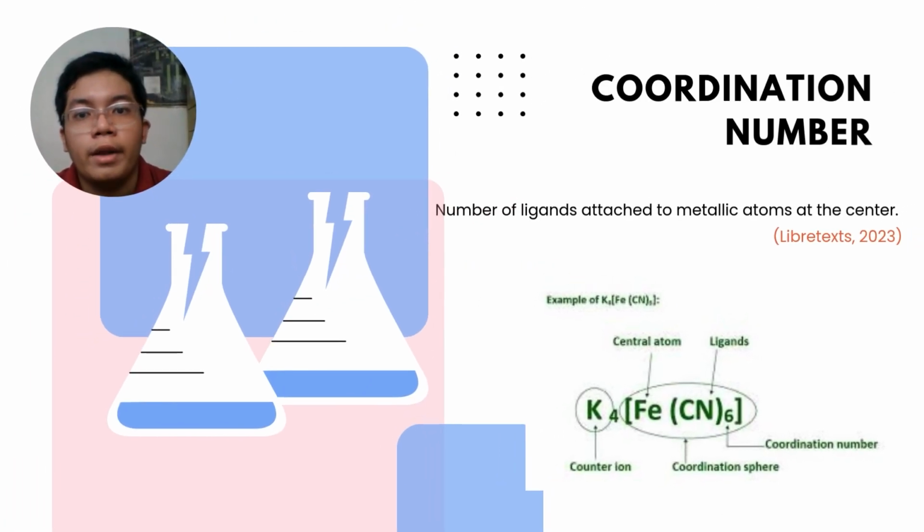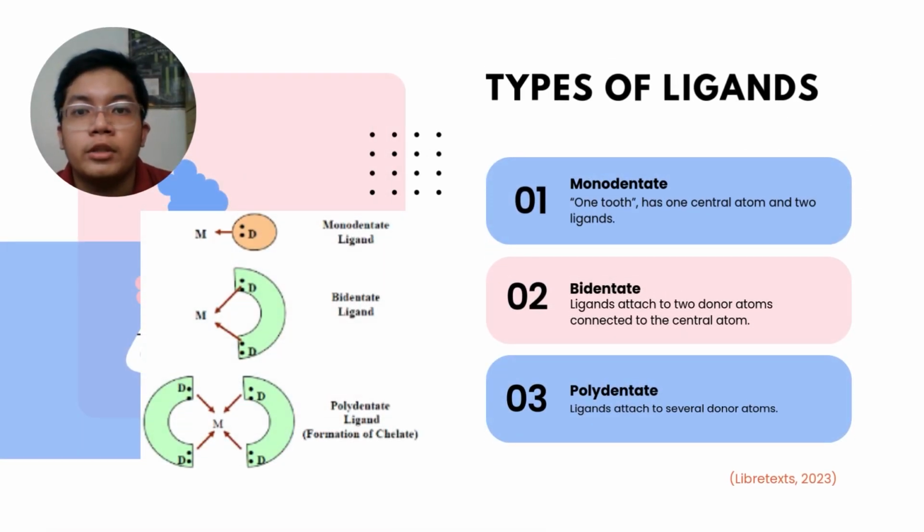Coordination number is defined as the number of ligands, typically non-metal compounds, that are attached to central atoms. As per an article from LibreTexts of 2023, central atoms are typically transition metals. As per an article from LibreTexts of 2023, there are three types of ligands, namely monodentate, bidentate, and polydentate ligands. Monodentate translates to one tooth, and these ligands bind to one central atom. A basic example of a monodentate is water, which is known as the aqua ligand.